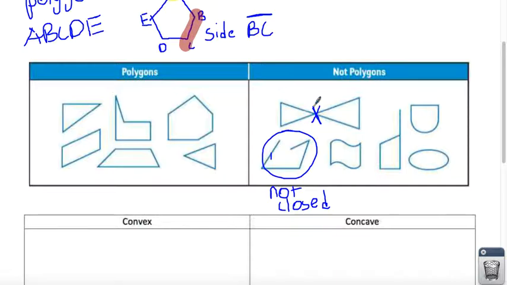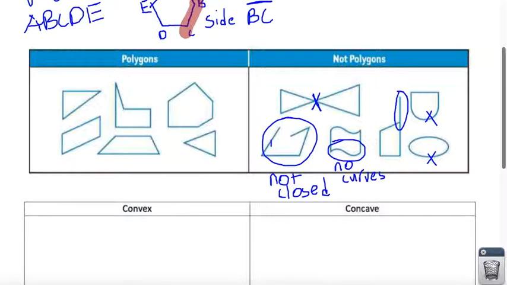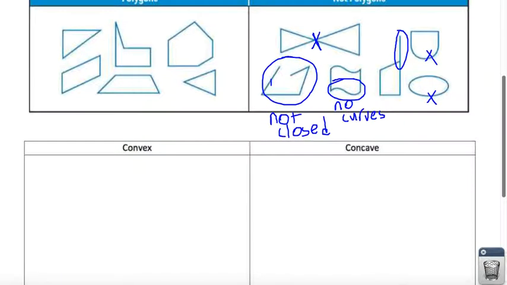You could technically say that the two triangles are polygons, but the whole figure at once is not. This one right here has curves on it, so no curves are allowed. Same thing with this one and this one. And then here it's because the segment extends past the figure. So over on this side we have things that are polygons. So notice none of them intersect themselves, they're all closed, and they're all formed strictly with segments.